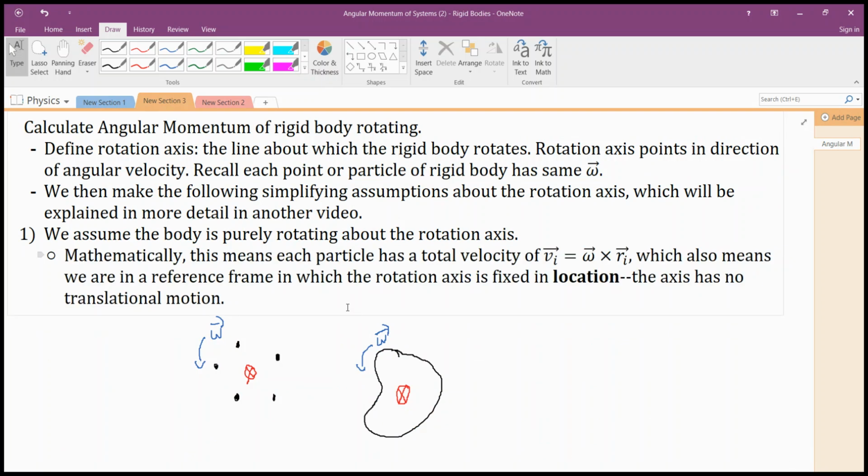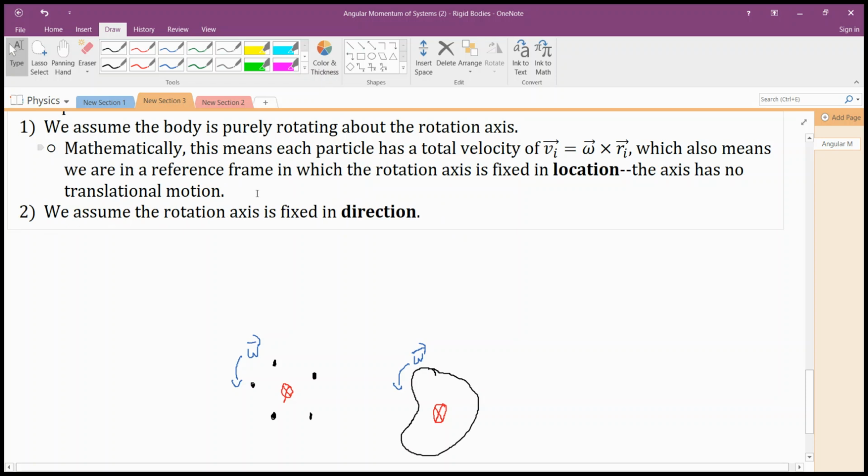Mathematically, this means each particle of the rigid body has a total velocity of omega cross r, where r is the position vector from the reference point. This also means that we are calculating the angular momentum in a reference frame in which the rotation axis is fixed in location. The axis has no translational motion. We also will assume that the rotation axis is fixed in direction. Its direction is not changing. It is not rotating or changing direction. And per our first assumption, it is also not moving in location. It is simply fixed in space in the reference frame that we are calculating the angular momentum.